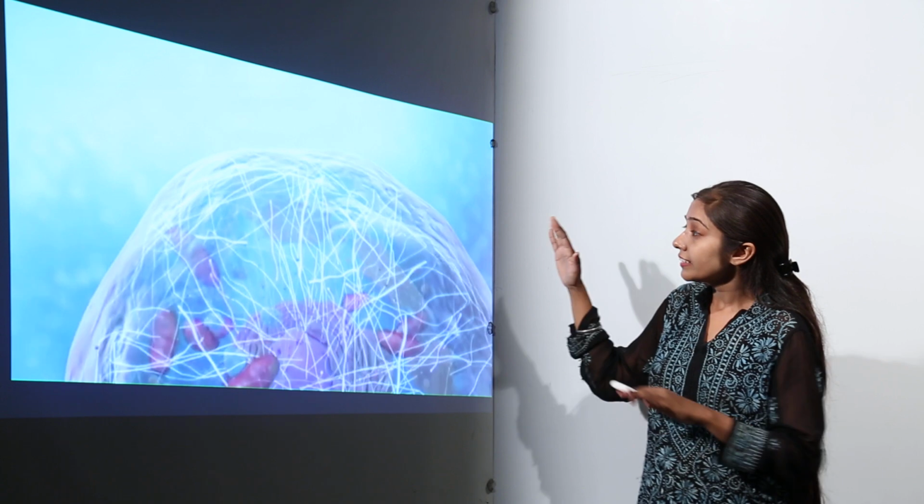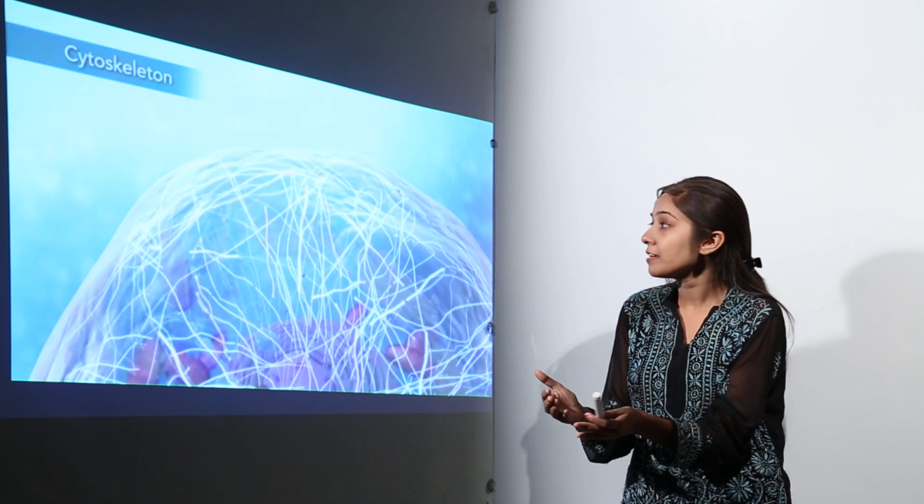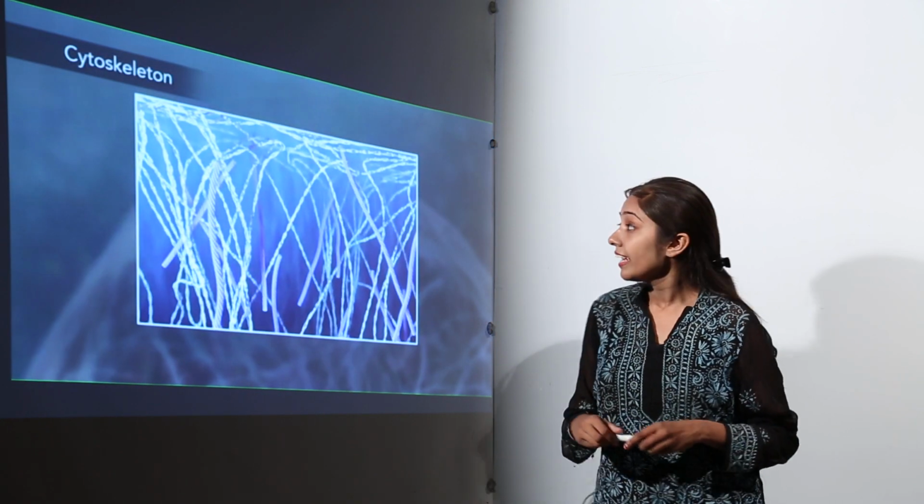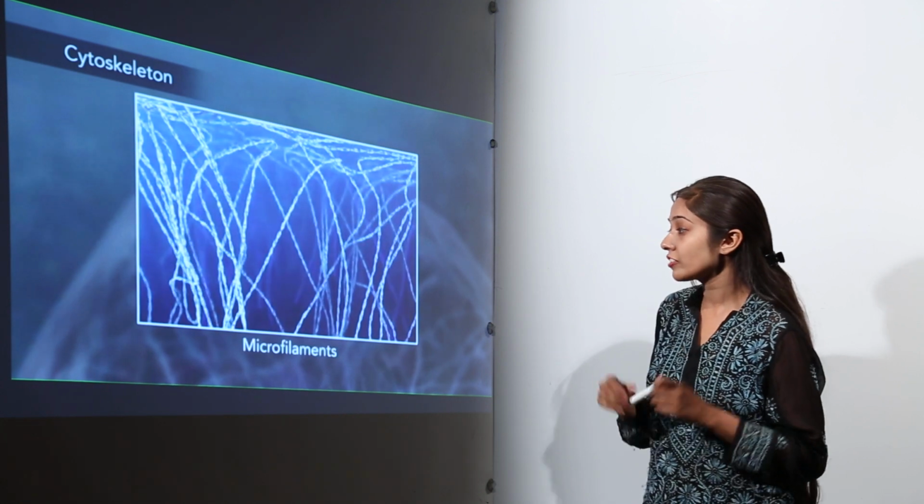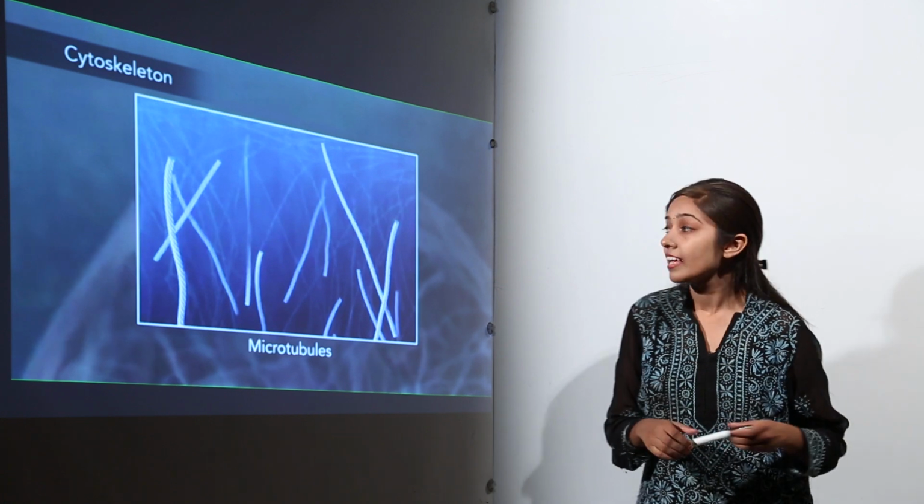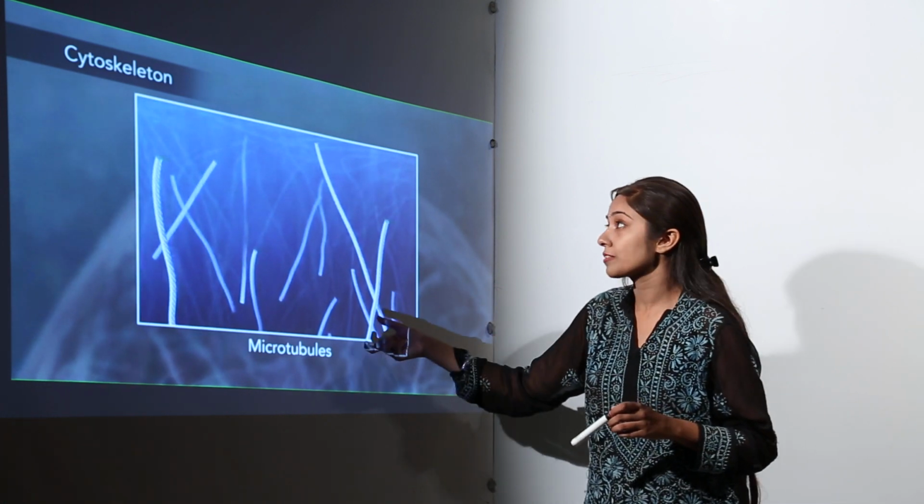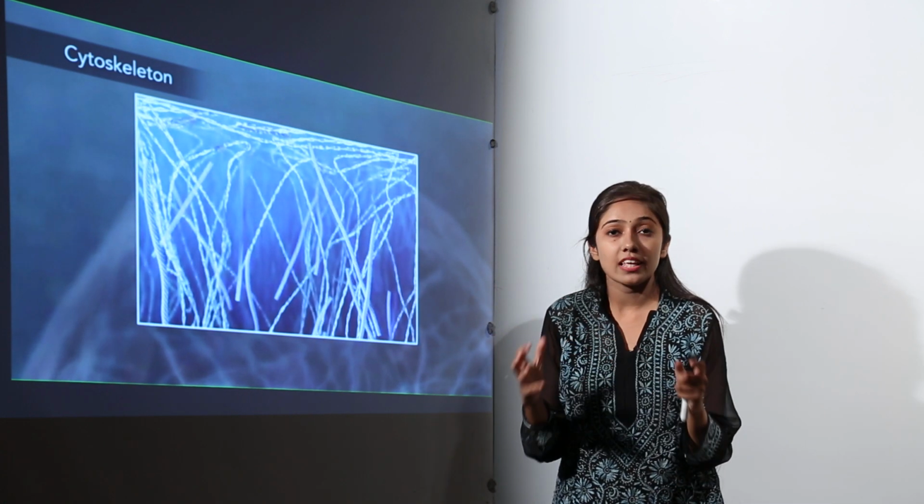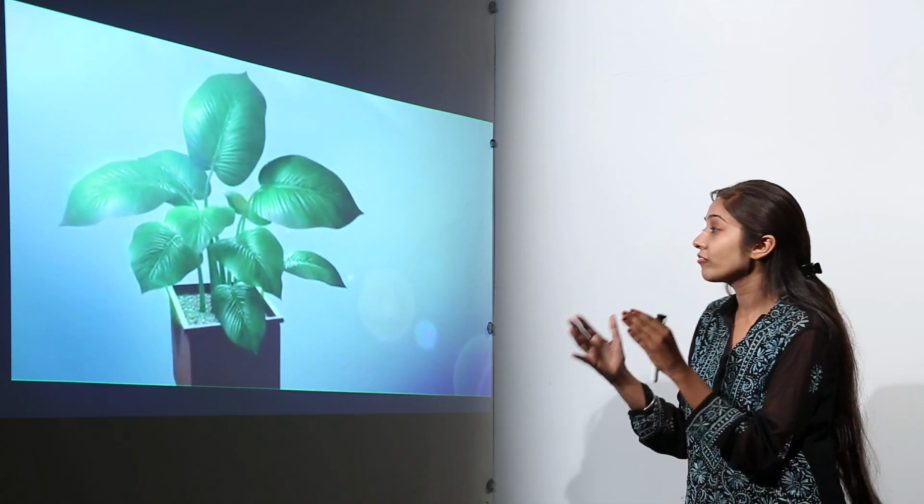The shape of the cell is maintained by the cytoskeleton. In the cytoskeleton we have structures that we call microfilaments, which are formed of proteins, and we also have microtubules. These form the cytoskeleton, which maintains the shape of the cell.